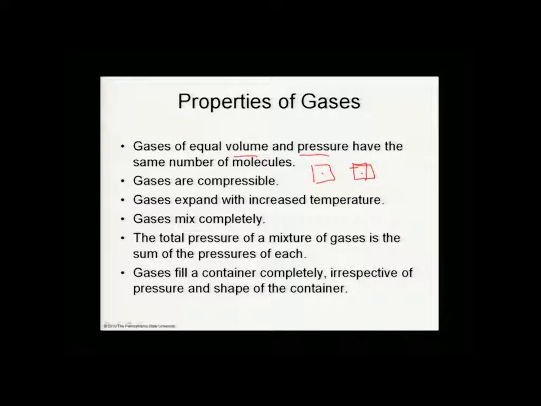Gases mix completely. The total pressure of a mixture of gases is the sum of the pressures of each. If you have constituent A and constituent B, the pressure of this plus the pressure of this is the total pressure. You'll call the pressure of constituent A the partial pressure of A. You'll call the pressure of B the partial pressure of B. And gases fill a container completely, regardless of the pressure and shape of the container.